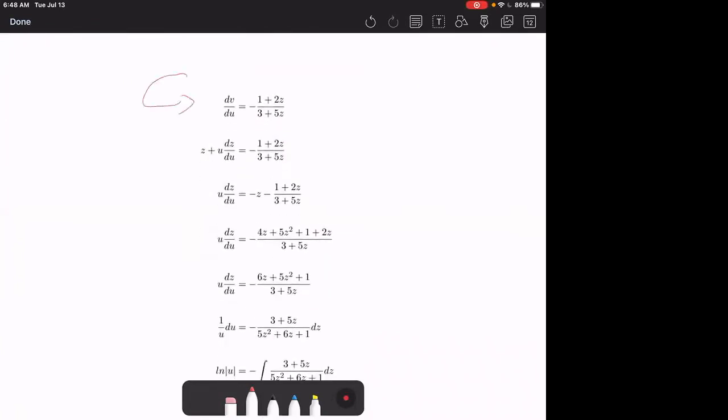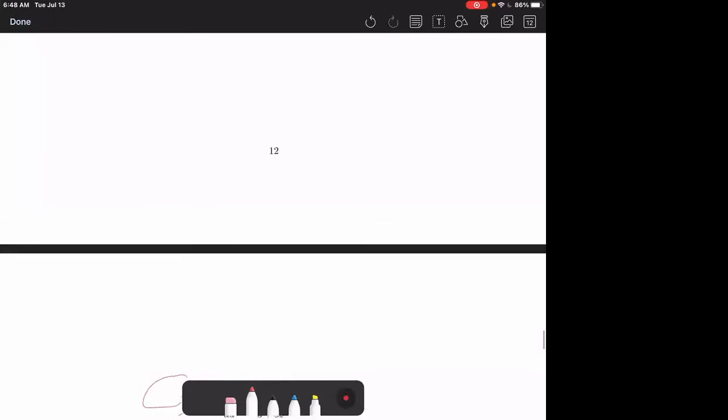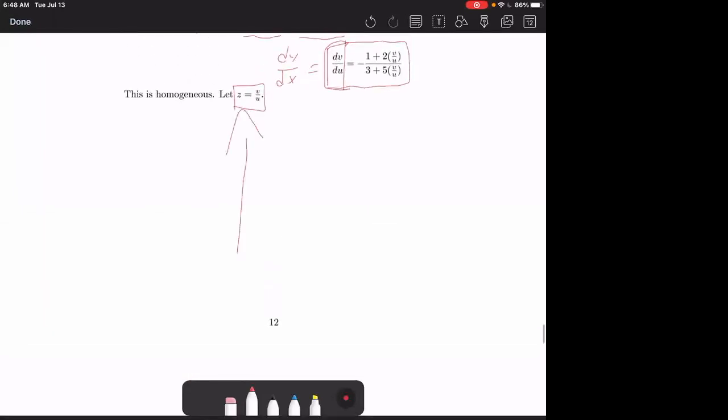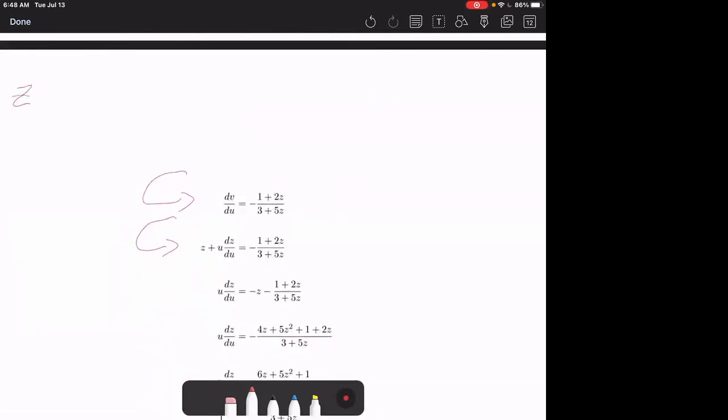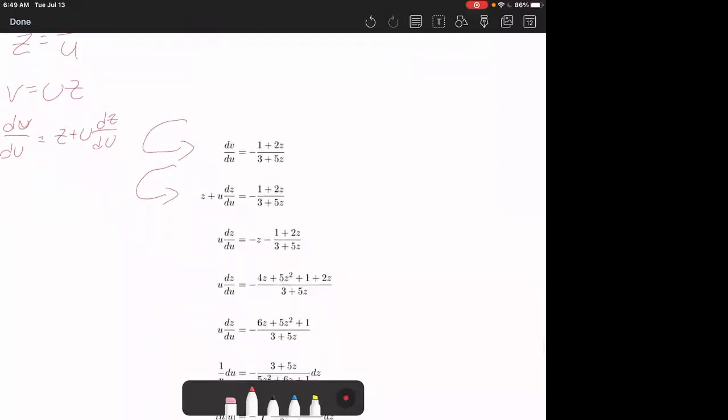So dv du is equal to negative of (1 plus 2z) over (3 plus 5z). And we're going to remember that dv du is equal to z plus u dz du. Now, why is that? Well, z is equal to v over u. So, as we did at the beginning, since z is equal to v over u, we have that v is equal to uz. Taking the derivative of both sides with respect to u gives us this product rule on the right. So now we have z plus u dz du on the left. We will isolate dz du. This is just finding a common denominator on the right and combining.